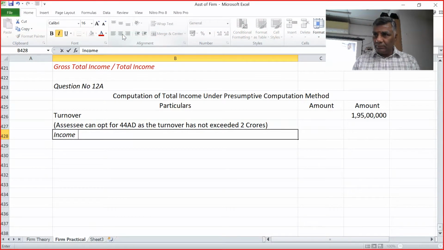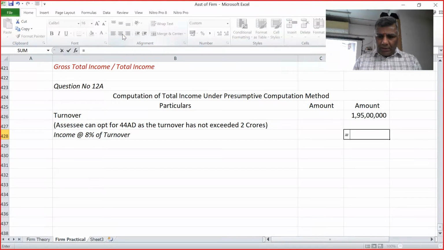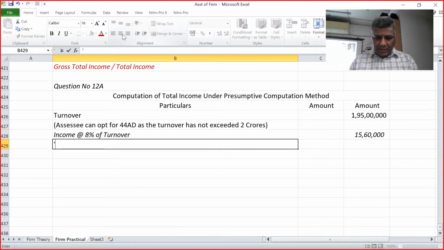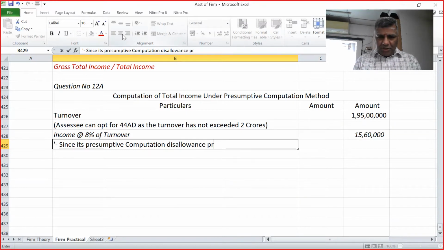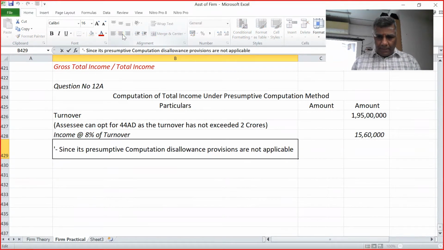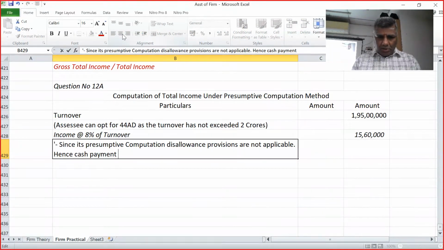Income at the rate of 8% of turnover. Since it is presumptive computation, none of the disallowance provisions are applicable. Hence, cash payment or non-deduction of tax are revenue neutral.